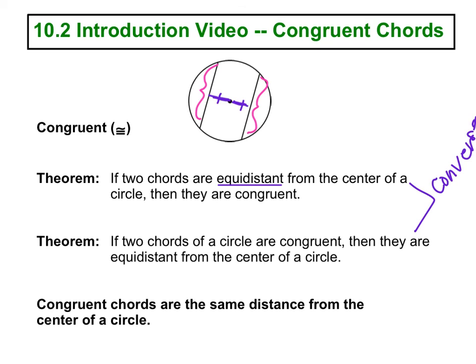Probably can't even read what that says. So basically, congruent chords are the same distance from the center of the circle. So that's the main idea for congruent chords.